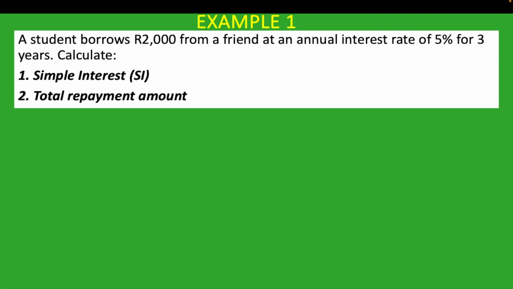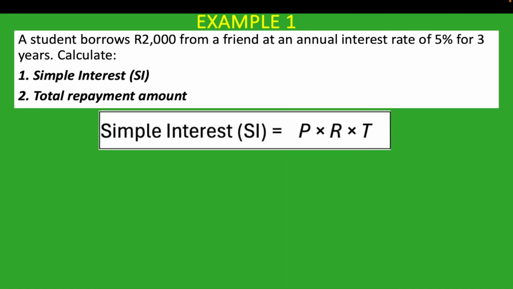Okay, so let's bring up our formula for simple interest. There we go. It's the principal amount multiplied by the rate of interest multiplied by the time period. And so what is our answer going to be? Well, the first question is, what is our principal? Well, our principal amount is how much he's actually borrowing. Okay, and so that's the 2,000 Rand here. And so that's going to be our principal.